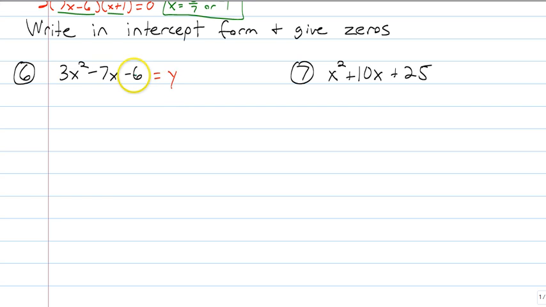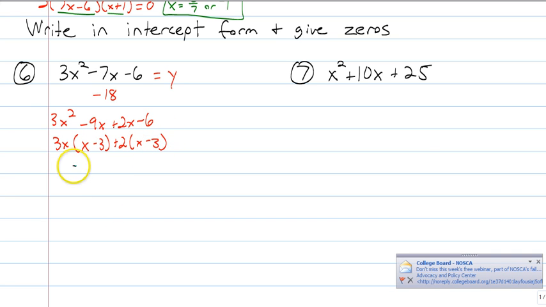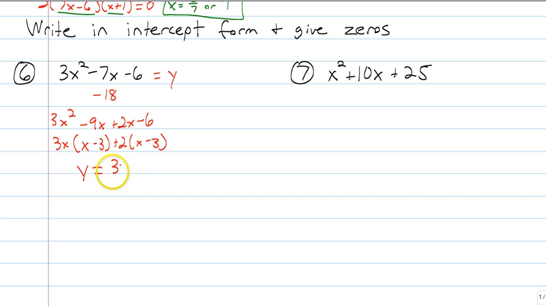Now, let's factor this. Again, we can use Batman, or I should say splitting this middle term, which is negative 7. I get negative 18. Multiply to a negative 18, add to negative 7. I get a negative 9x and a positive 2x, and that splits that negative 7x up for me. Okay? Factor out a common factor. So my answer is y is equal to 3x plus 2 and x minus 3.